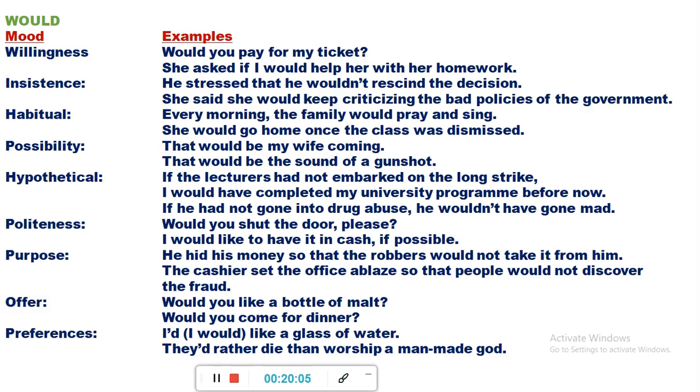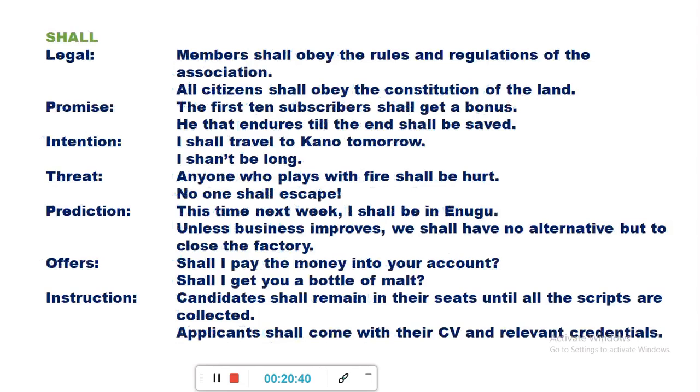You can use would to make an offer. Would you like a bottle of malt? Would you come for dinner? All right. Preferences. I'd, shortened form of I would. I'd like a glass of water. They'd rather die than worship a man-made god. You know the biblical three men, Shadrach, Meshach, and Abednego. They would rather die than worship a man-made God, right?